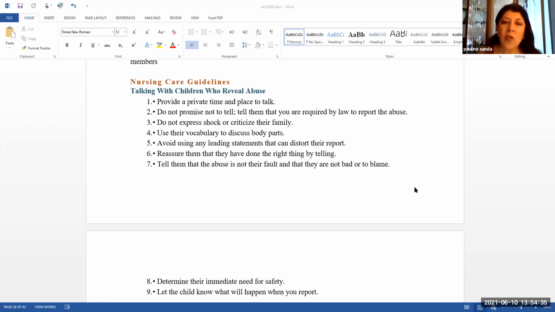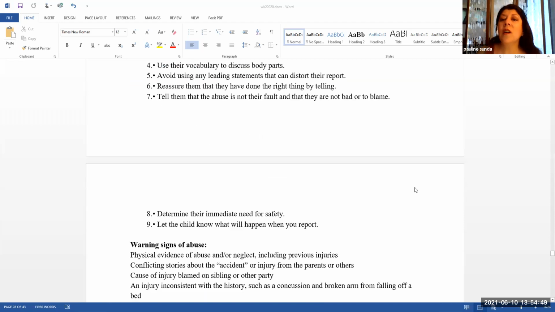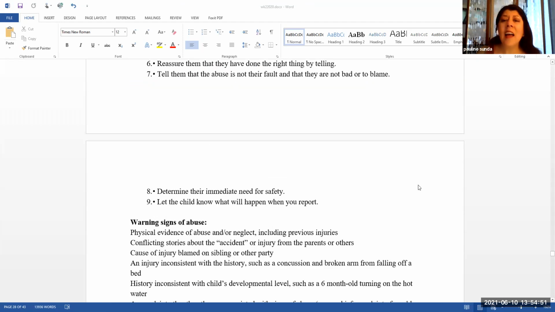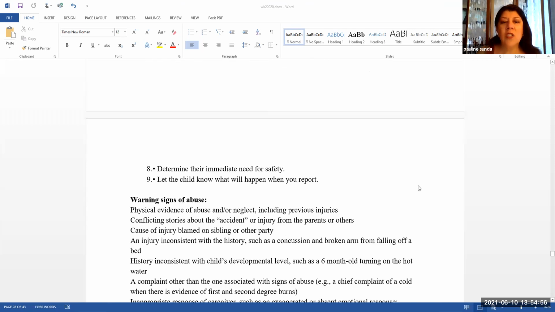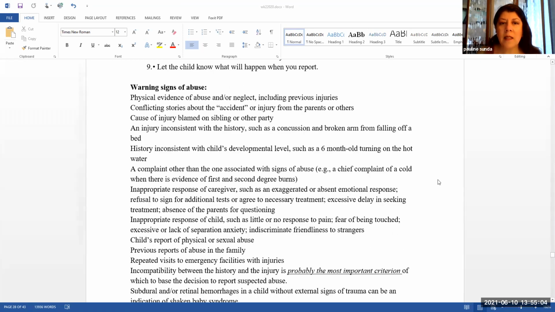Don't express shock or criticize the family. You want to use proper vocabulary to discuss body parts. Avoid using any leading statements that can distort their report. Reassure them that they have done the right thing by telling. Tell them that the abuse is not their fault, that they're not bad, that they have done nothing to deserve this, and they are not to blame. Determine their immediate need for safety and then let the child know what will happen once you do the report.